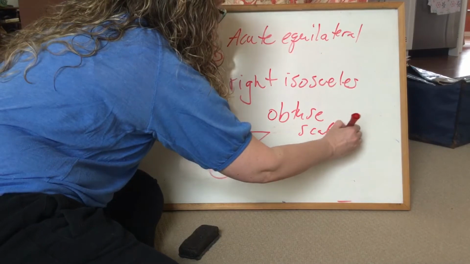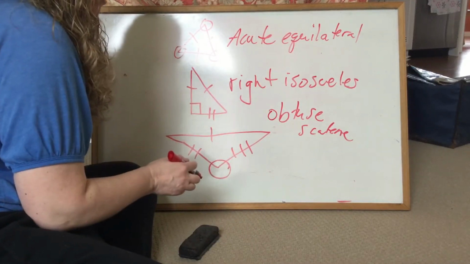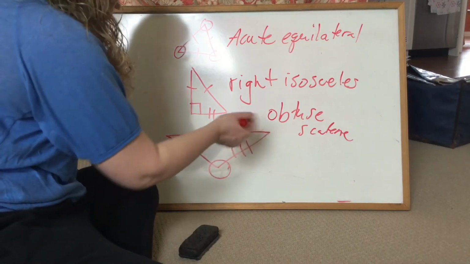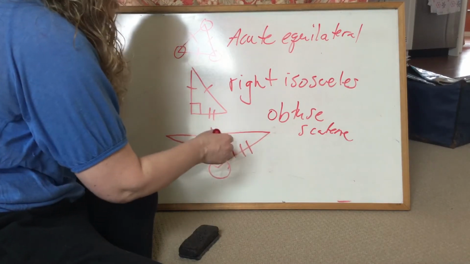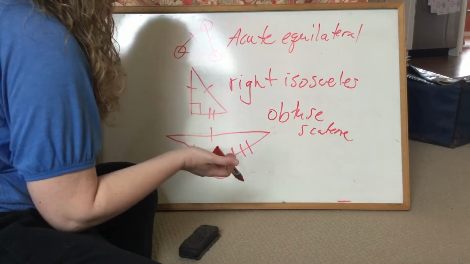But it's really important for you guys to know that you can have a right scalene, or you can have an acute scalene. You can actually have a scalene that has all three different side lengths, but in fact it has all acute angles in it.